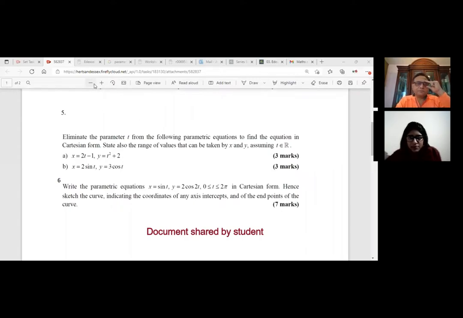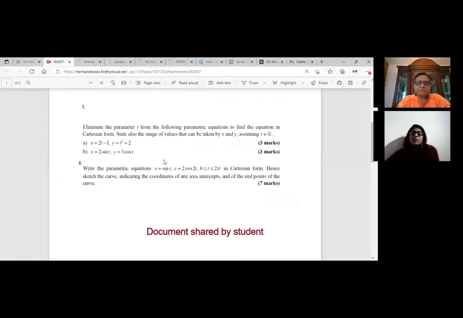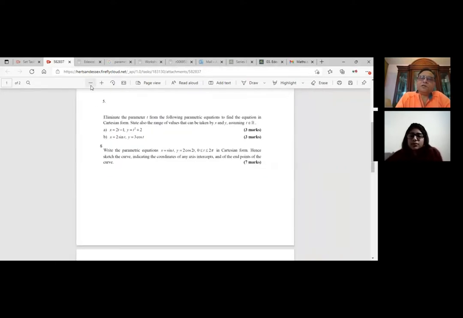So eliminate the parameter t from the following parametric equations. To find the equation in the Cartesian form, state also the range of values that can be taken by x and y, assuming that t belongs to real numbers. Correct. So what is going to be your approach?